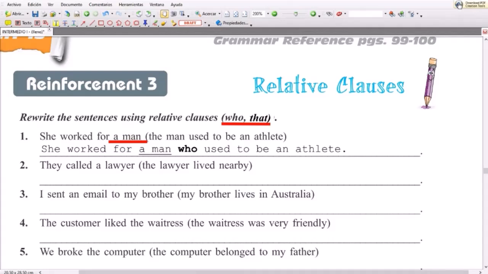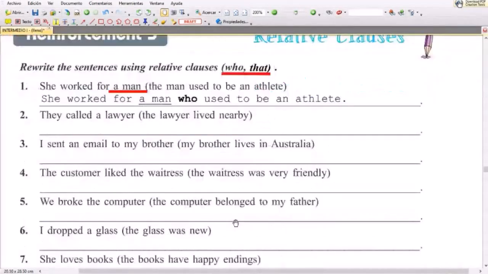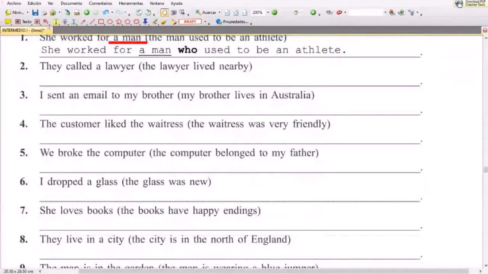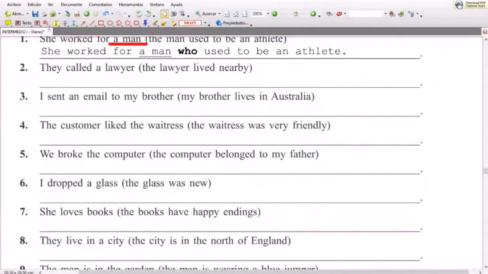Okay, number two. They called a lawyer who lived nearby. I sent an email to my brother who lives in Australia. Good. The customer liked the waitress that was very friendly.